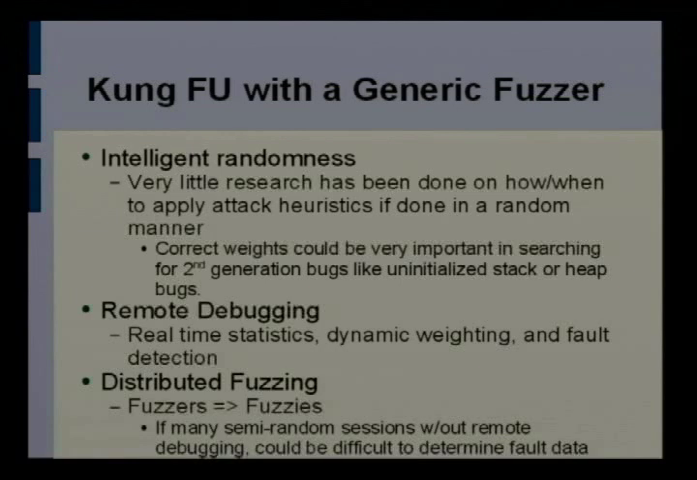The problem with that is it's really hard to identify when an error has occurred. If you have 1,000 versions of a fuzzer sending 1,000 packets a second and you're not doing some sort of remote debugging or logging of when exactly a fault occurs, or even if you are, you may have some second generation bugs or a heap bug. When I talk about second generation, I'm talking about uninitialized stack or heap bugs.